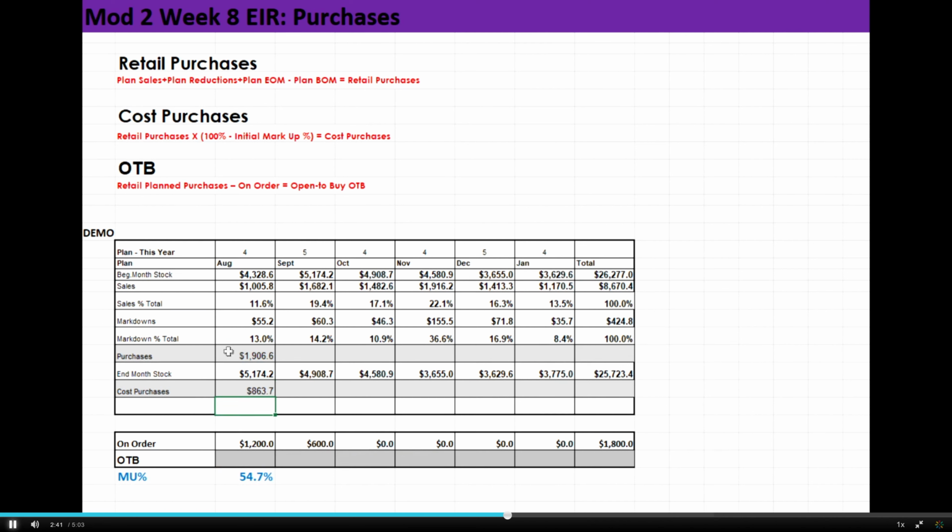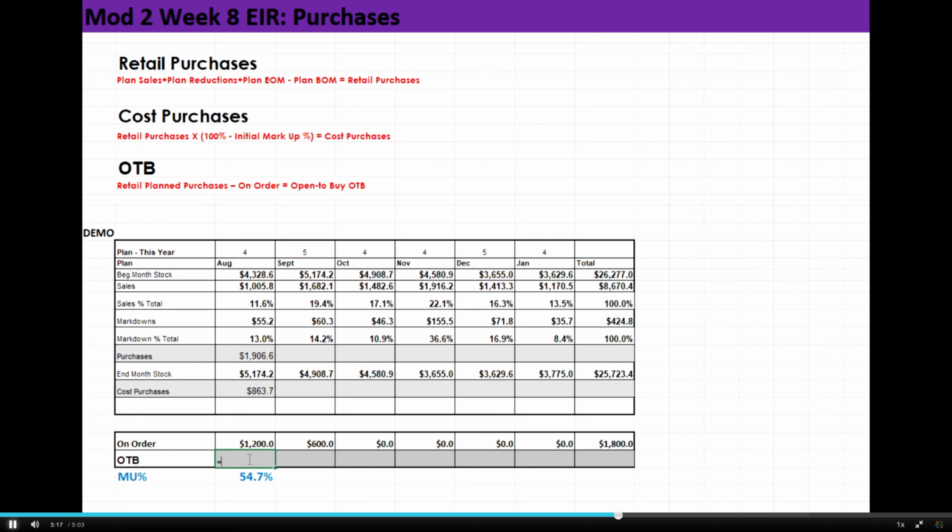So now I'm calculating my purchases and my cost purchases, but now I want to calculate my open to buy. So we may have $1,009,000 to spend, but we are very rarely willing to spend all the money in one setting. Some of it will go to one vendor, some of it may go to our foreign purchases. So you need to keep track of the money that you've spent. This is called an on order. The difference between retail purchases and your on order is what we call open to buy.